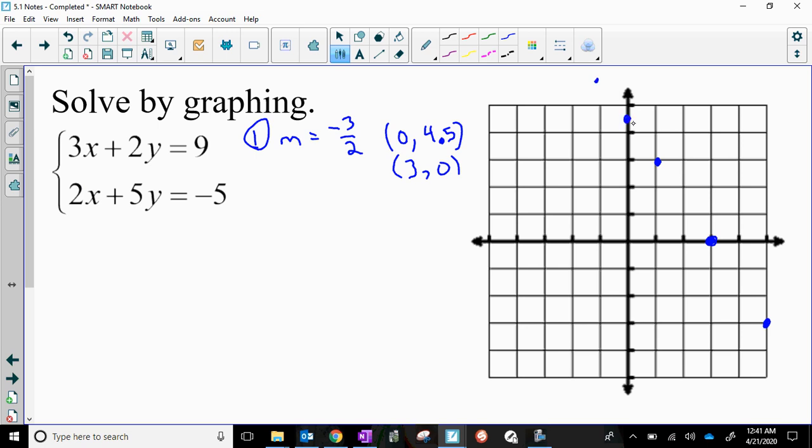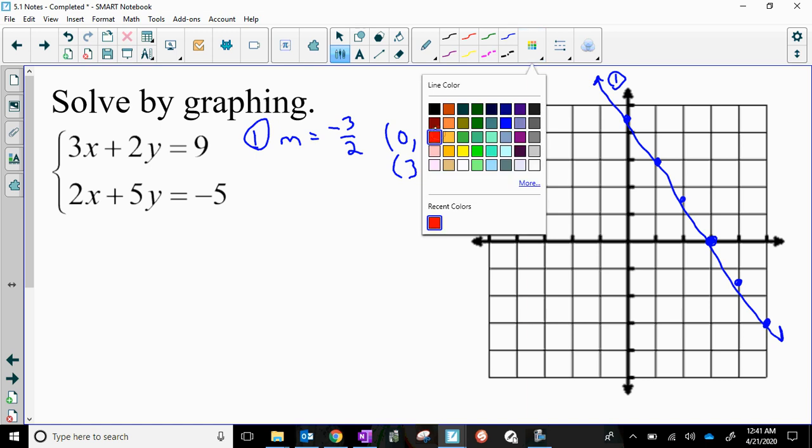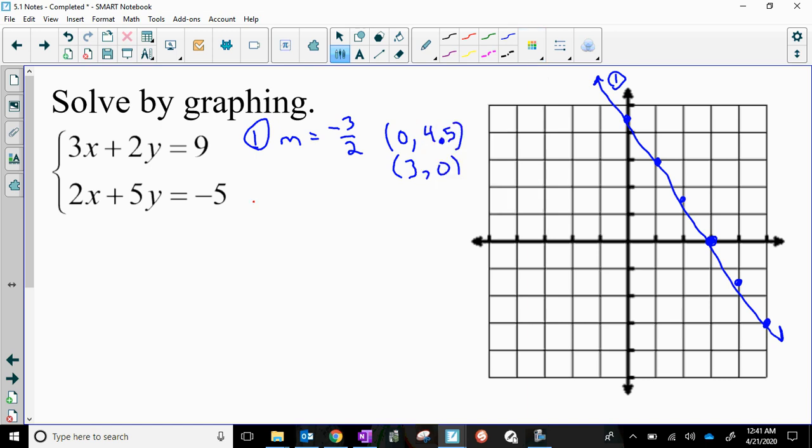And if you really wanted to, you could use the slope from this point as well and put a lot of points in there and get a nice line. You want to make sure that your first line is super accurate. And then your second line, you just do enough points so you can either see the point of intersection or enough so you can cross the line and then try to estimate the answer as best as you can. Sometimes in the homework, you're going to have to estimate when you solve by graphing.